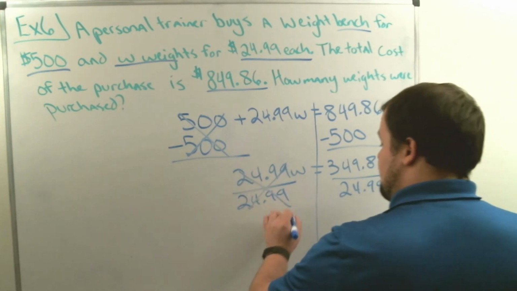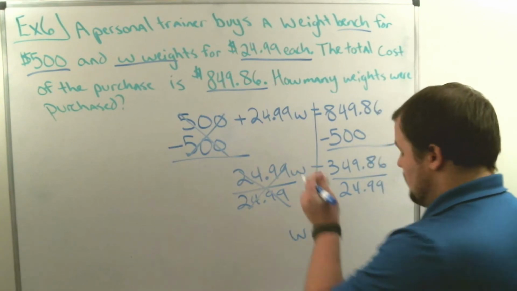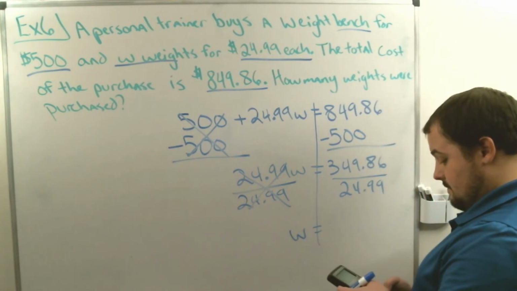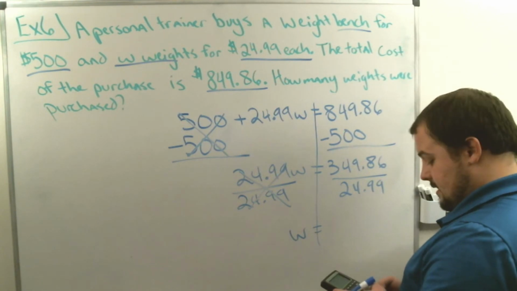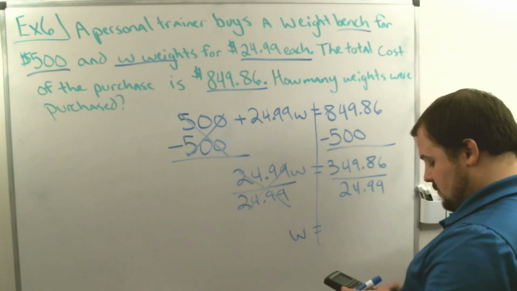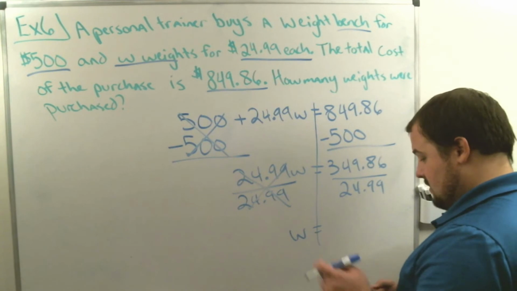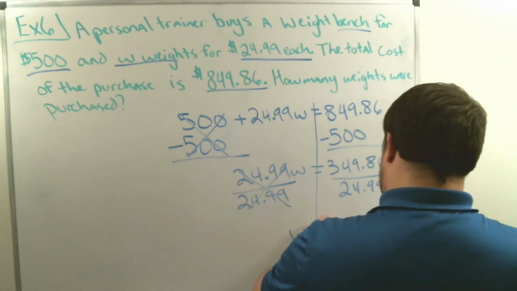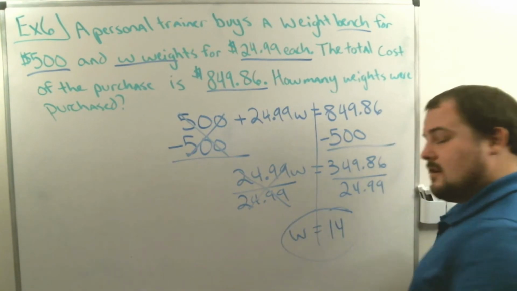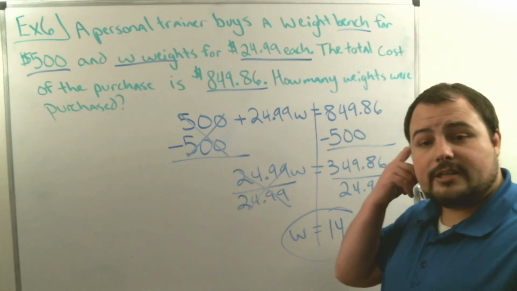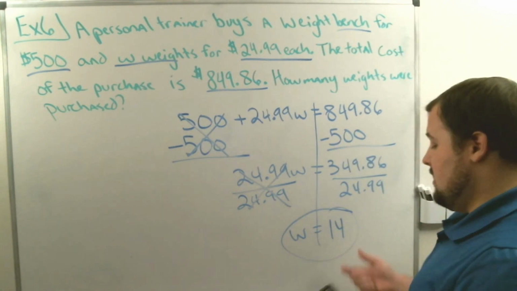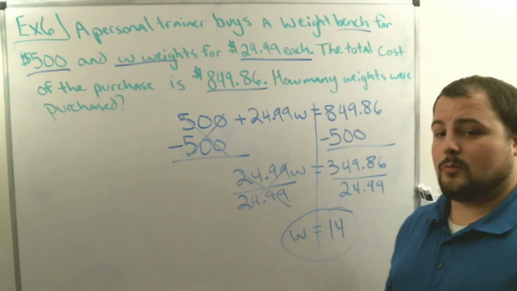This cancels out, and we get W equals $349.86 divided by $24.99. They got 14 different weights. So I typed in my calculator 349.86 divided by 24.99, and I got 14. That's how many weights they purchased.